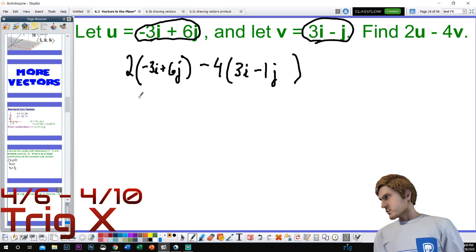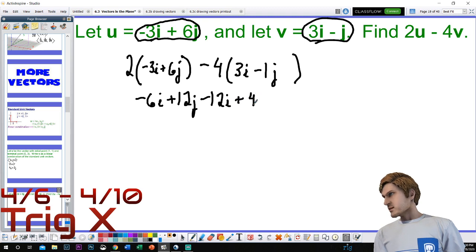Then, just like you would do in algebra, we're going to go ahead and distribute that 2, so that's negative 6i plus 12j. We'll distribute the negative 4, that's negative 12i. Did you know a negative times a negative gives you a positive? Yes, indeed, positive 4j. Next, you can combine like terms. You know how to do that.